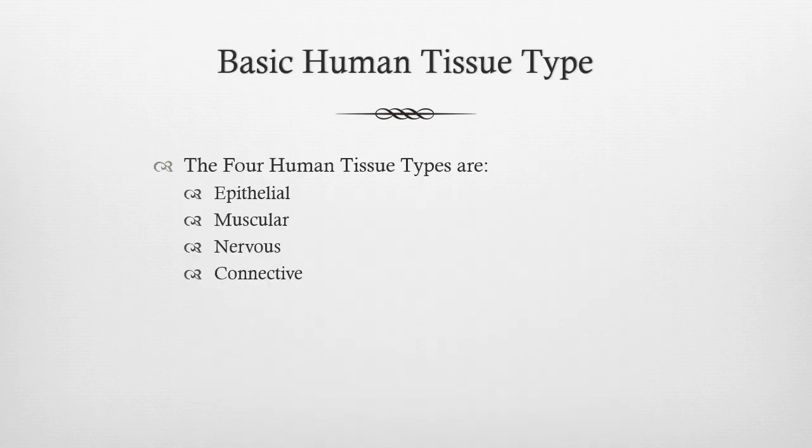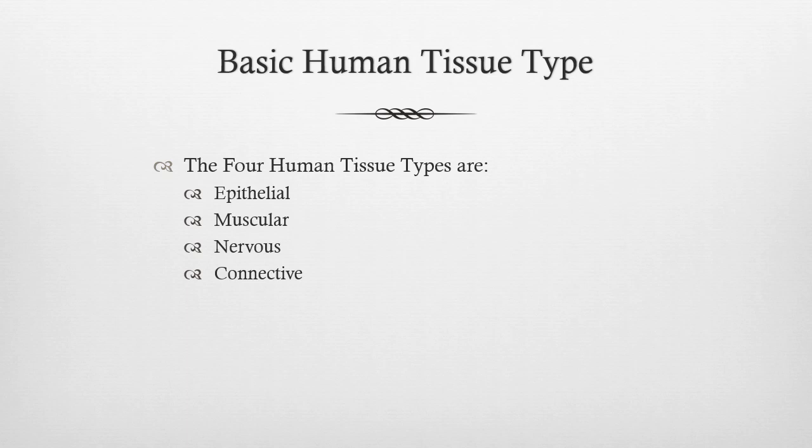So at the histological level, we have 4 basic types of tissues that we see in the body. Those 4 types fall under either epithelium, muscle, nervous tissue, or connective tissue. And they all have different subtypes as well. Epithelial tissue has multiple different kinds.